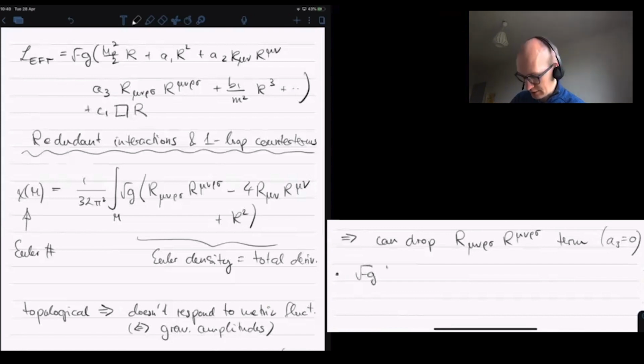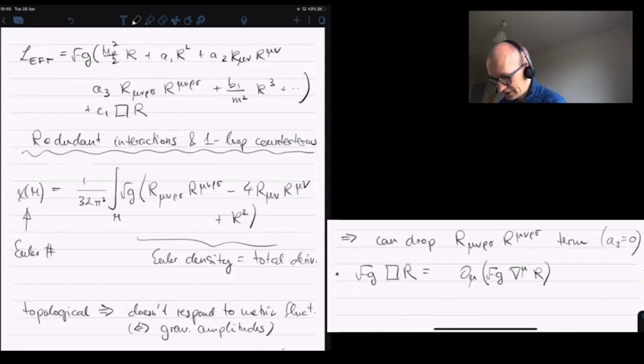Minus G times the D'Alembert operator acting on R, for example. This actually can be written as just d mu of minus G d mu R. I'm just being a little bit overcomplete here. This is, of course, also just an ordinary derivative. So this is a total derivative, okay? And why is that?